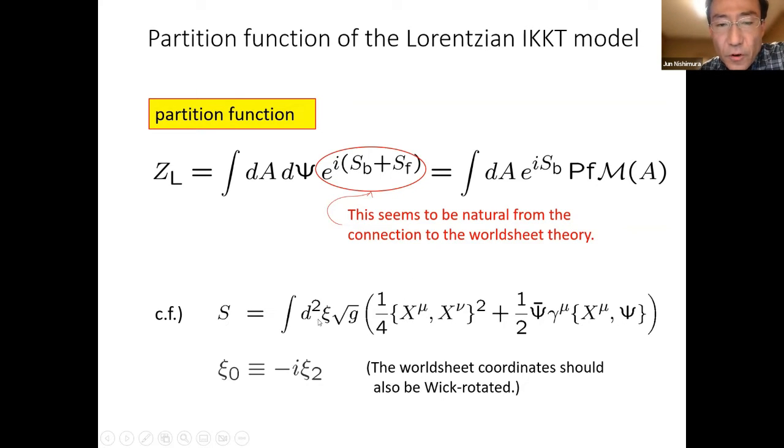So from that point of view, this action contains the integration over the worldsheet coordinates. And when you make a Wick rotation, you also have to make a Wick rotation for the worldsheet coordinates. That corresponds to putting an i in front of the action. So we will take this definition of the partition function.